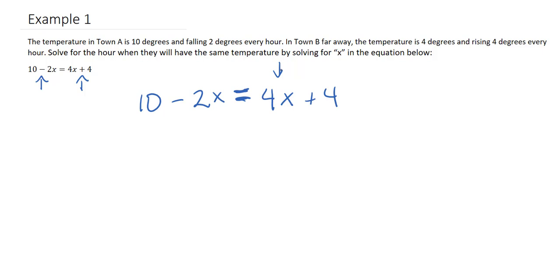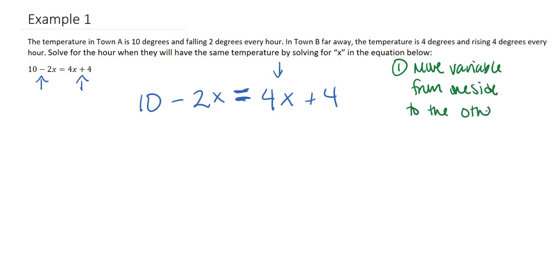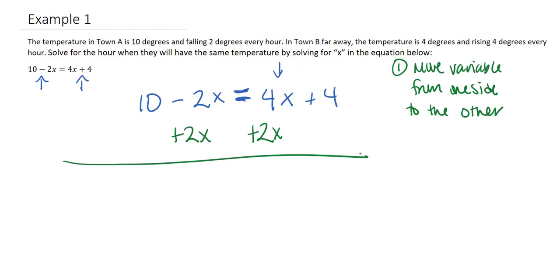What we're going to do is move the variable first. We're going to move the variable from one side to the other. So I'm going to add the 2x to both sides. That's our first step. On this side, this now becomes 0. Then we're left with 10 on the left-hand side. Then we have 4x plus 2x, which is equal to 6x. And then we're going to just bring down the plus 4.